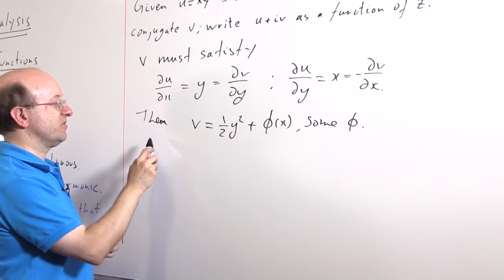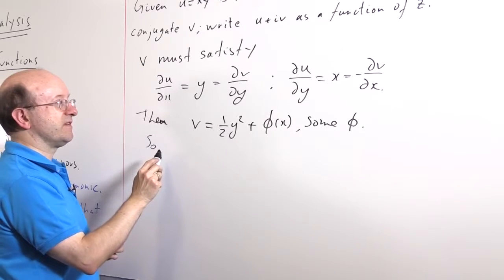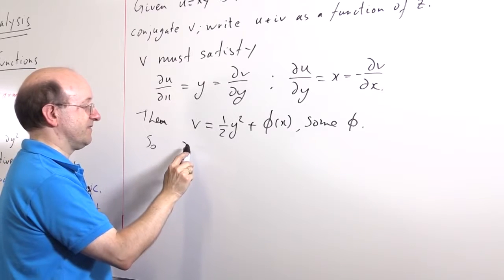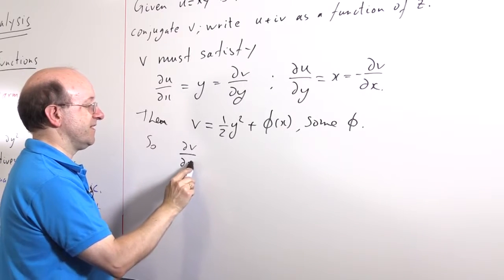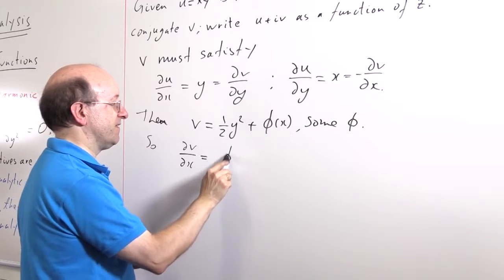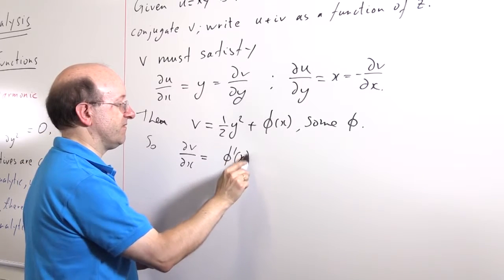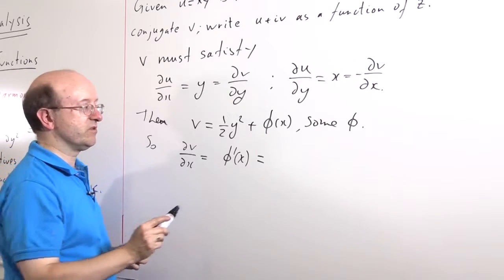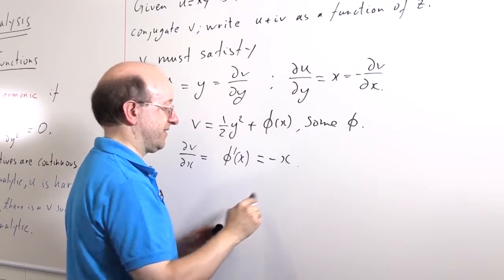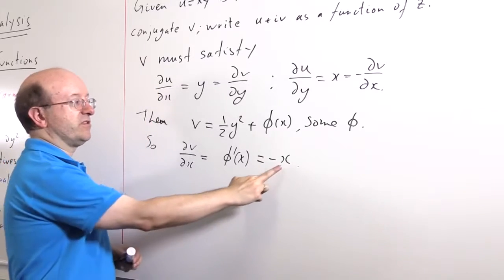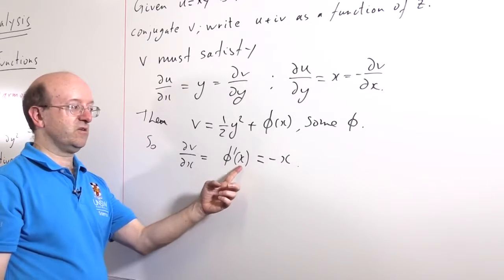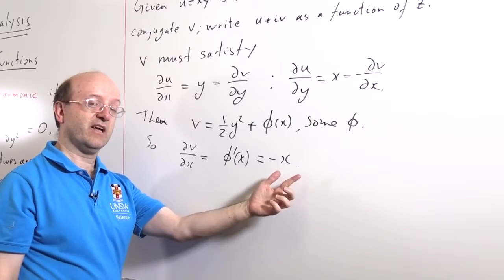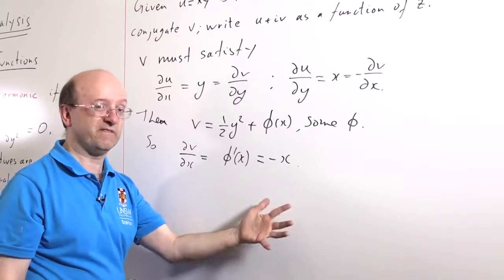So if that's what v must look like, we're going to find out what phi is by comparing it to the other partial differential equation. It follows that dv dx is just going to be phi dashed of x. Now that's to equal minus du dy, which is to be minus x. And notice this is a function purely of x, which is as it should be. If you end up with a problem here where this is a function of x and y, you've made a mistake. So go back and fix it.